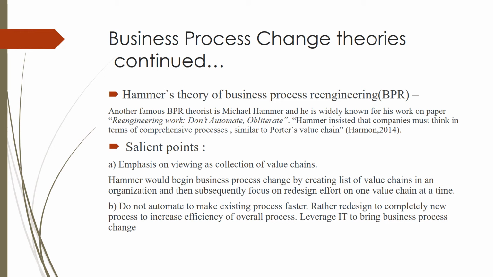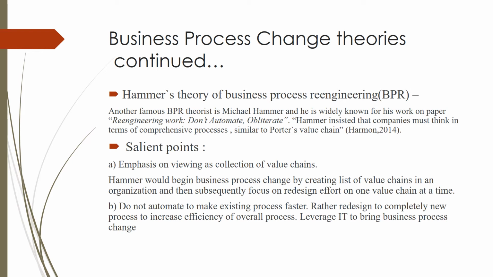Michael Hammer's take on business process reengineering was a little different. Hammer based his theory on the work of Michael Porter's value chain. His perspective of viewing an organization was as a collection of value chains. He would begin business process change by creating a list of value chains in an organization and then subsequently focus the redesign effort on one value chain at a time.